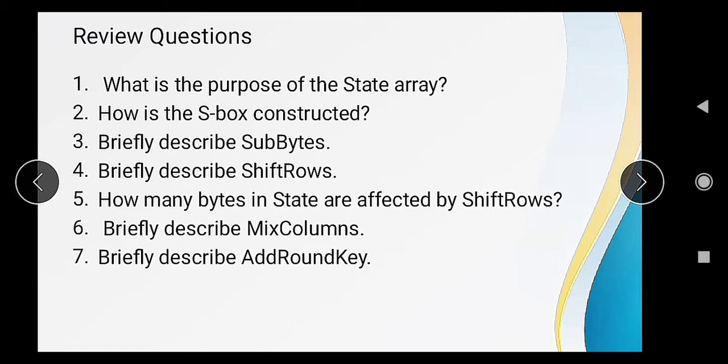So the first question is, what is the purpose of the state array? How is the S-box constructed? Briefly describe sub bytes. Briefly describe shift row. How many bytes in the state are affected by shift row? Briefly describe mix column, and briefly describe add round key.